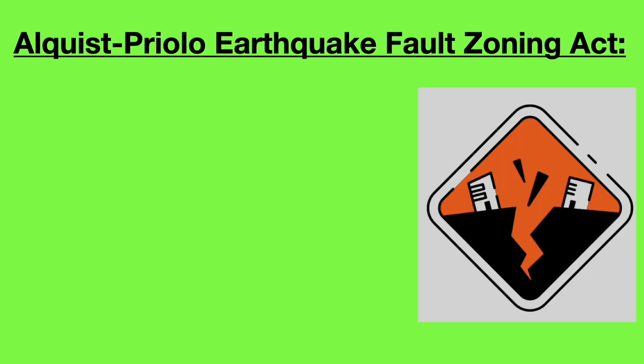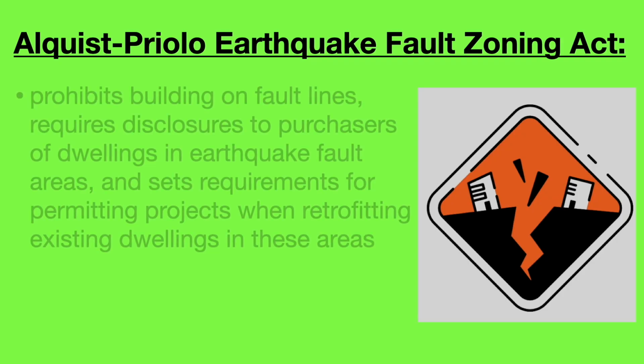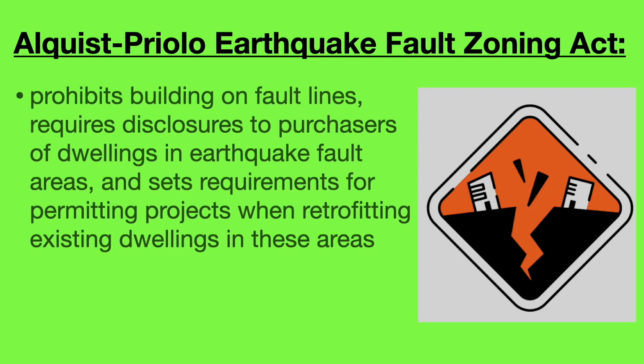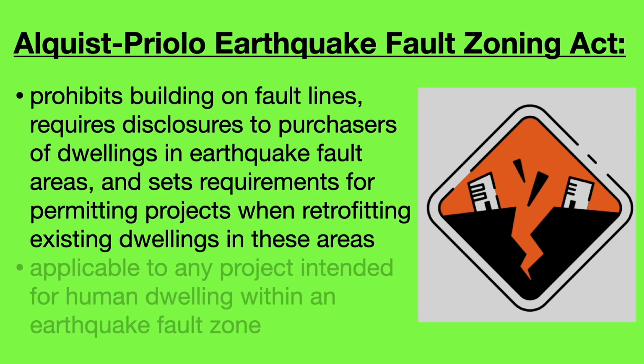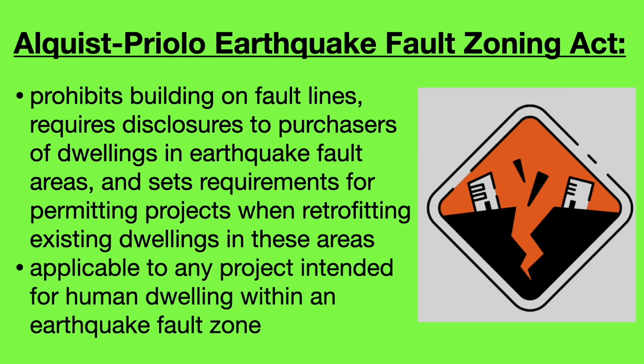Alquist-Priolo Earthquake Fault Zoning Act. This act prohibits building on fault lines, requires disclosures to purchasers of dwellings in earthquake fault areas, and sets requirements for permitting projects when retrofitting existing dwellings in these areas. This act is applicable to any project intended for human dwelling within an earthquake fault zone.